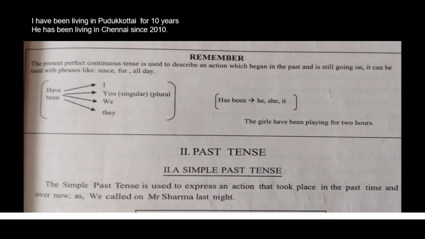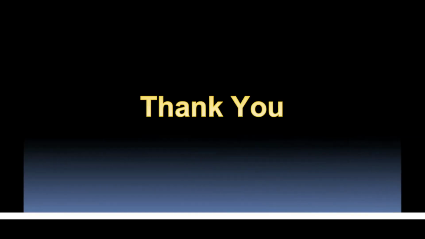Okay, let's see the interrogative formation. The have been should be placed at the beginning of the sentence. Have I been, have you been, have we been, have they been. Like that for the third person singular: has he been, has she been, has it been. Okay, so "the girls have been playing for 2 hours." That's a sentence. But "have the girls been playing for 2 hours?" That's an interrogative sentence.